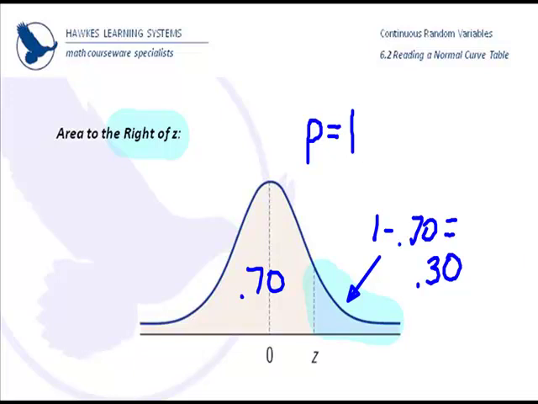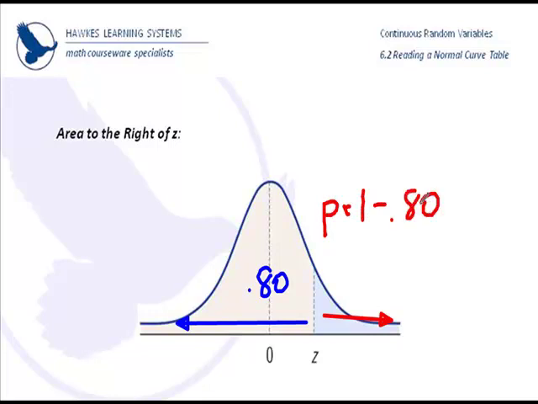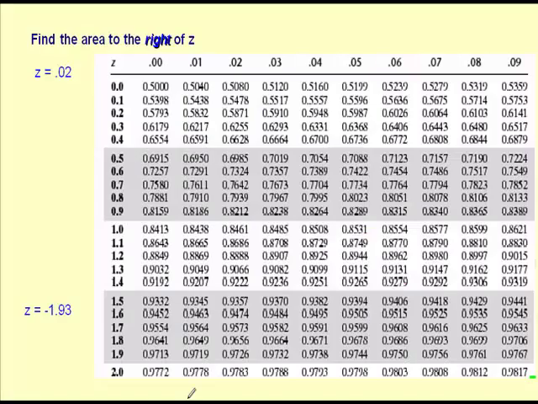Likewise, if I told you that 80% of the curve was to the left of the z-score, what percent then would be to the right? Using the notion of probabilities add up to 1, you would simply subtract 80% from 1 and find that that might be 20%. Picture not drawn to scale. So let's consider some more examples.